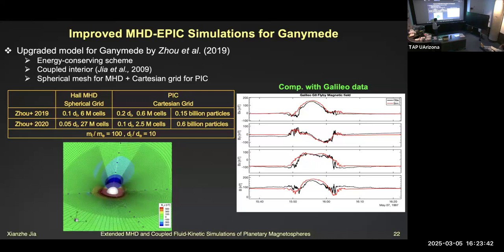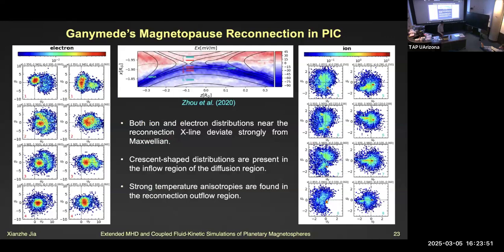And this is one example where he compared simulation results with Galileo observations during one of the flybys, and you can see the agreement there is very good. He also looked in detail at how the distribution function evolves as a function of distance from the X line and in different parts of the reconnection region. These are the inflow region, the separatrix, and the outflow region associated with the X line. And there you can already see signs of a crescent distribution, like this one example shown here, created by meandering particles going across the boundary layer imposed by the magnetosphere.